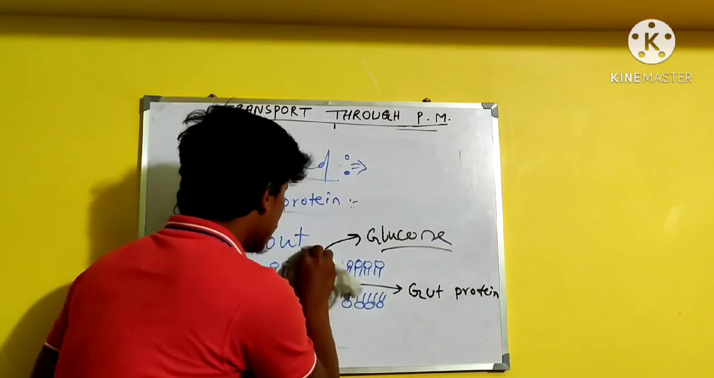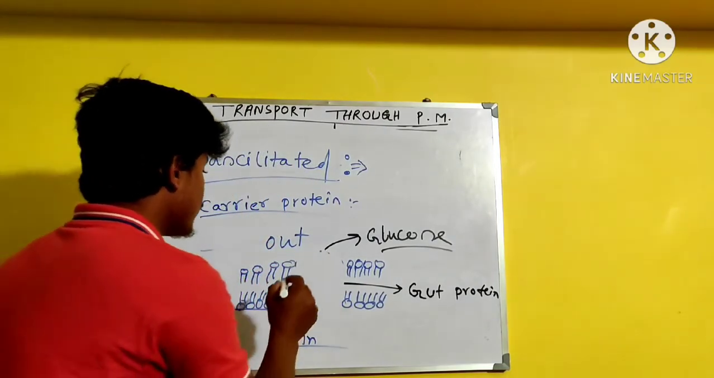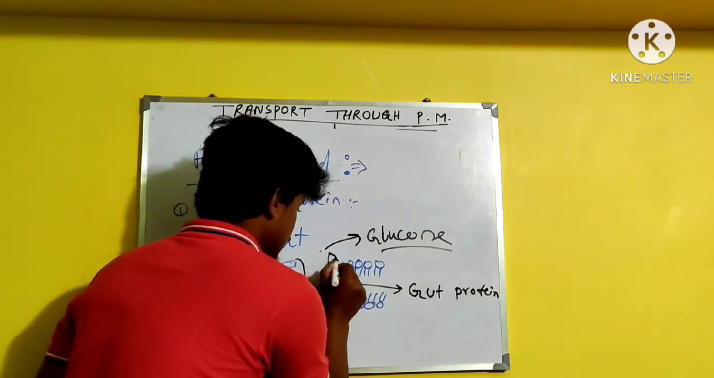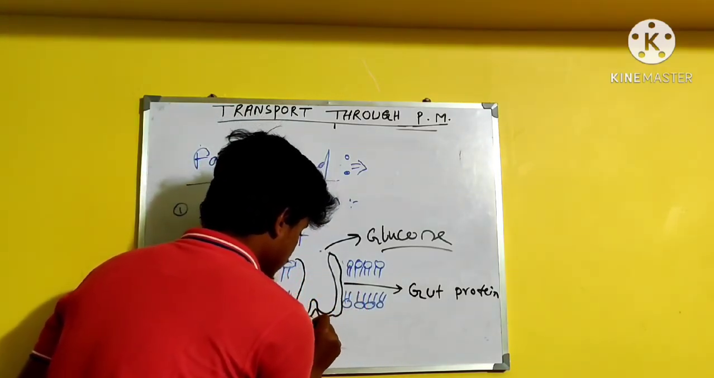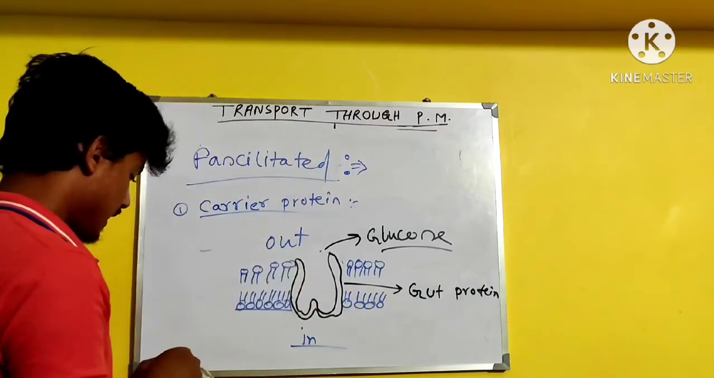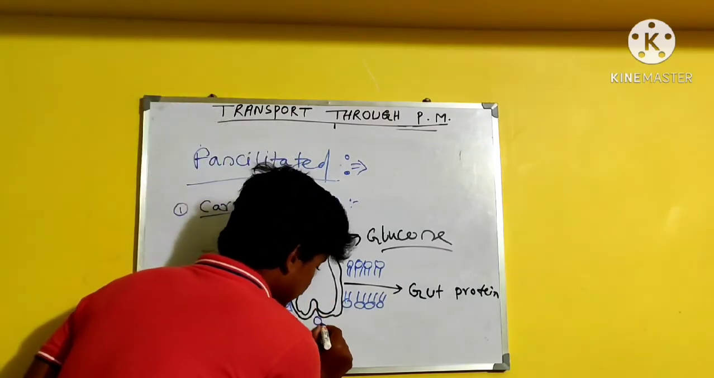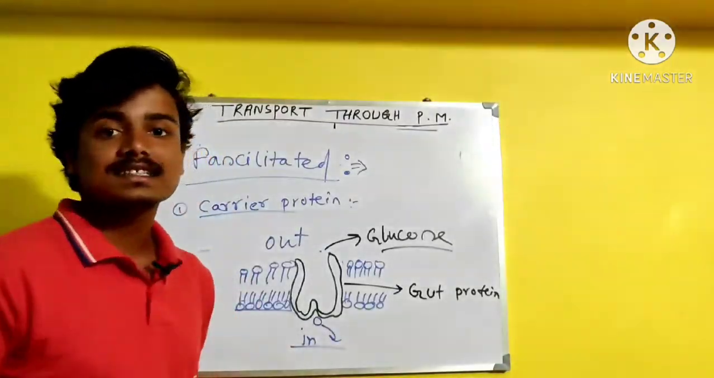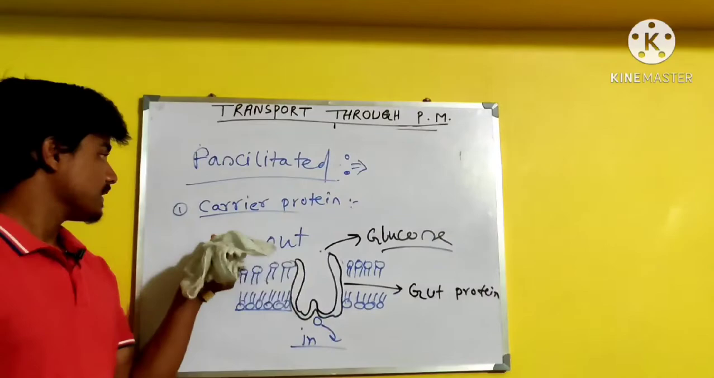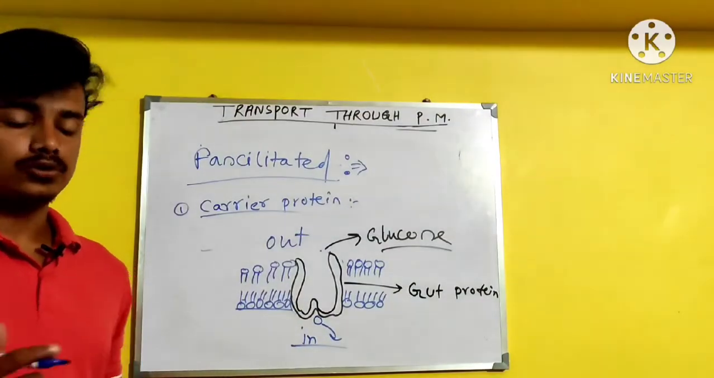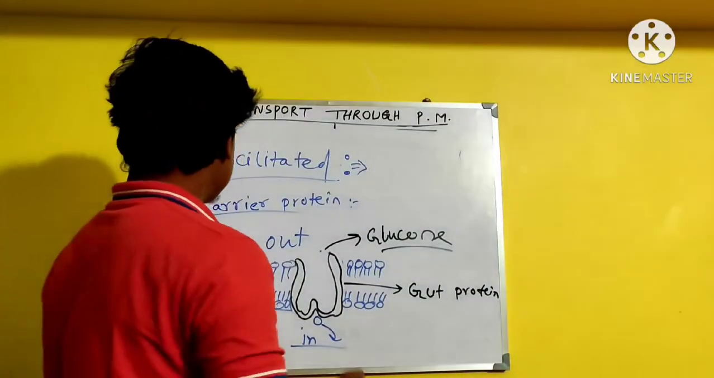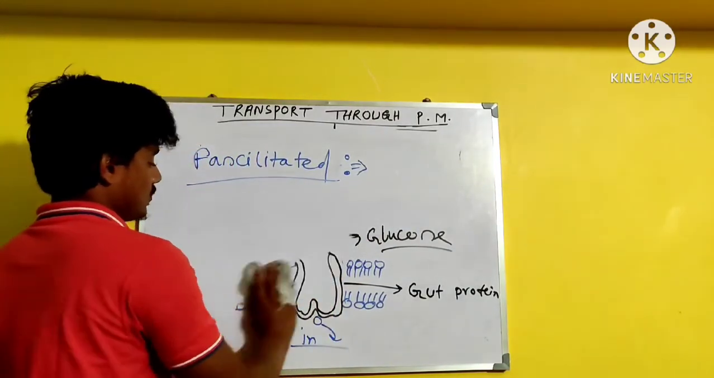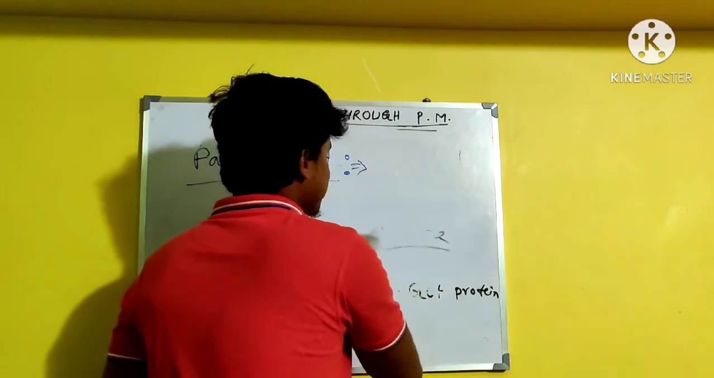Then, when the conformational change occurs, the structure of the protein will be like this, and the glucose will enter the cell. This is carrier protein mediated transport. And let's come to the next point, channel protein mediated transport.